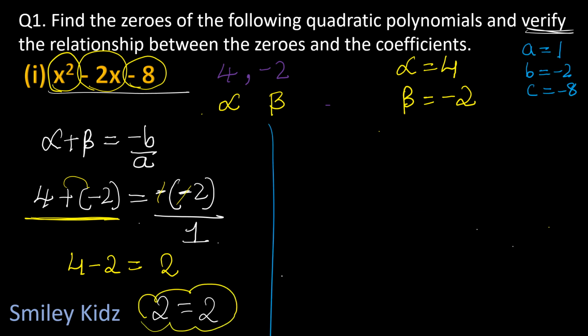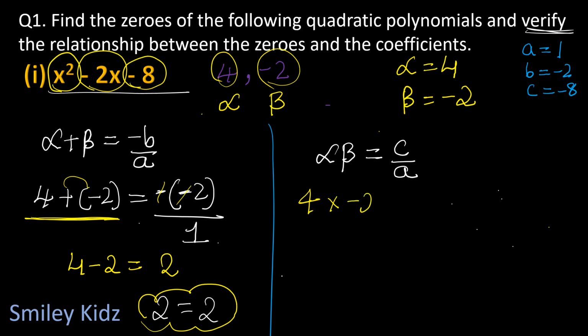Now let's have a look at the product of the zeros and its coefficients. Now we know that alpha beta, that means the product of zeros, is equal to c by a. And we know the zeros are 4 and minus 2, isn't it? So 4 times minus 2 must be equal to c by a. Then only we can verify the relationship between the product of zeros and the coefficients, isn't it?